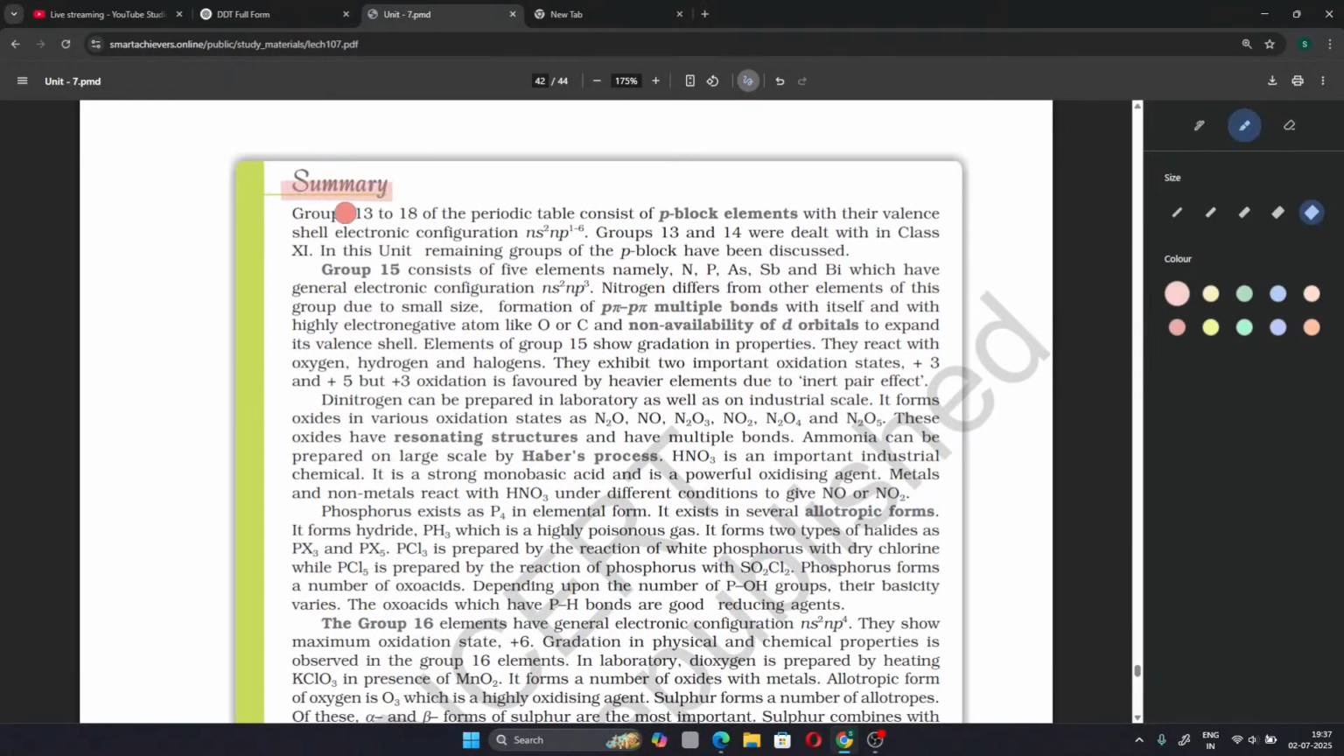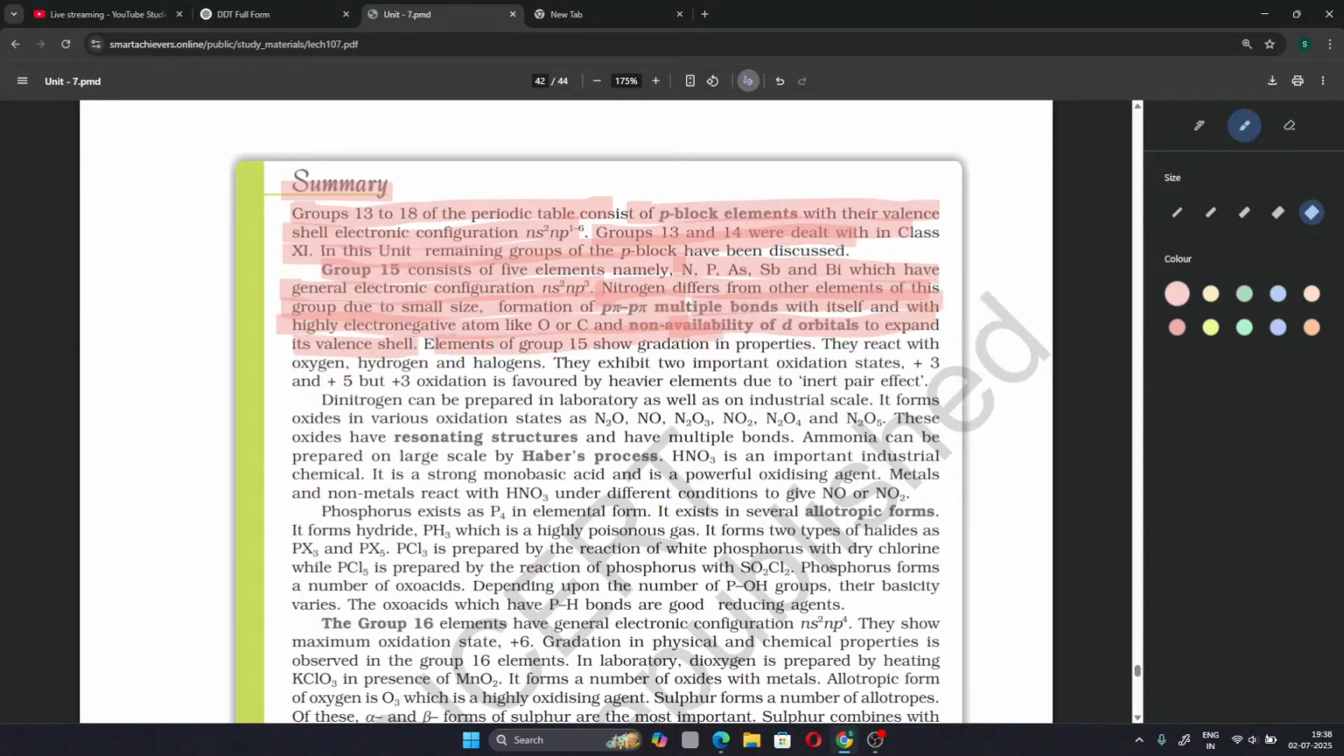Summary. Groups 13 to 18 of the periodic table consist of the p block elements with valence electronic configuration ns2 np1 to 6. Groups 13 and 14 were dealt with in class 11. In this unit, the remaining groups of p block elements have been discussed. Group 15 consists of 5 elements, namely nitrogen, phosphorus, arsenic, antimony and bismuth, which have a general electronic configuration of ns2 np3. Nitrogen differs from other elements due to its small size, formation of p-pi bonds with itself and with highly electronegative atoms like O or carbon, and non-availability of d orbitals to expand its valence shell.